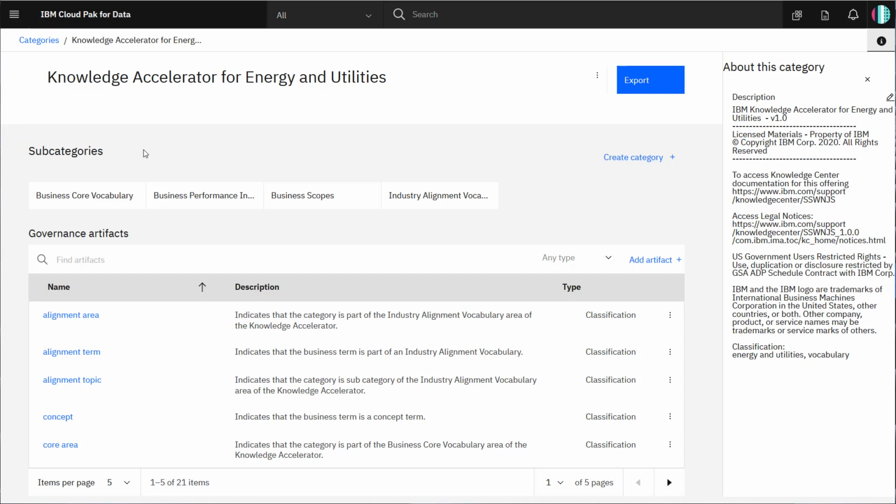Let's dive deeper. The top-level view for the content includes 4 category areas: business core vocabulary, business performance indicators, business scopes, and industry alignment vocabularies. Let's now look at each category area in more detail. Firstly, the business core vocabulary.